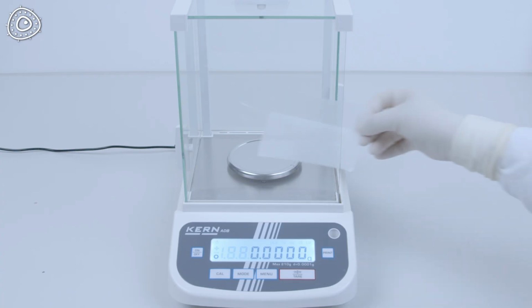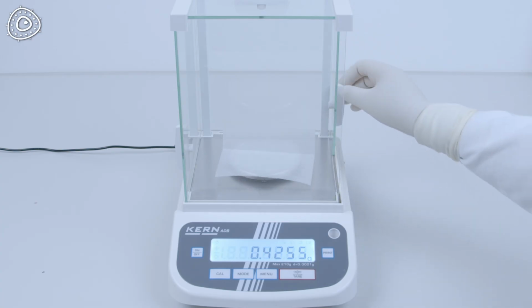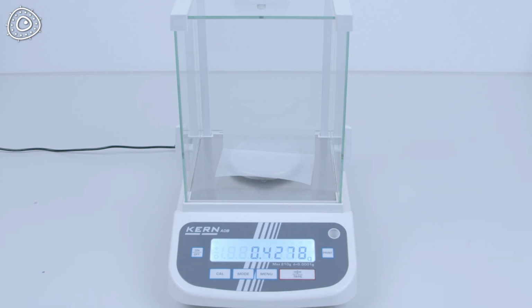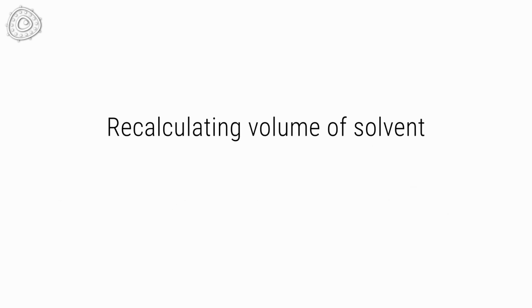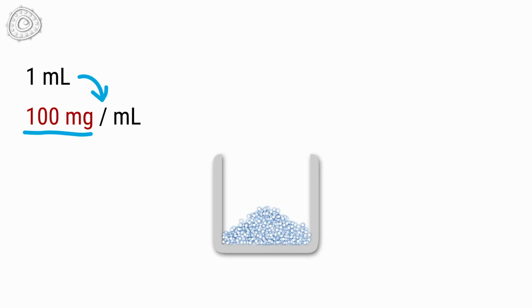You can try to use weighing paper instead. The paper is usually anti-static, or you use the weighing back method. You transfer the substance and then weigh the container back. If you weighed too much or too little, then you have to recalculate the volume of the solvent to get the right concentration at the end.